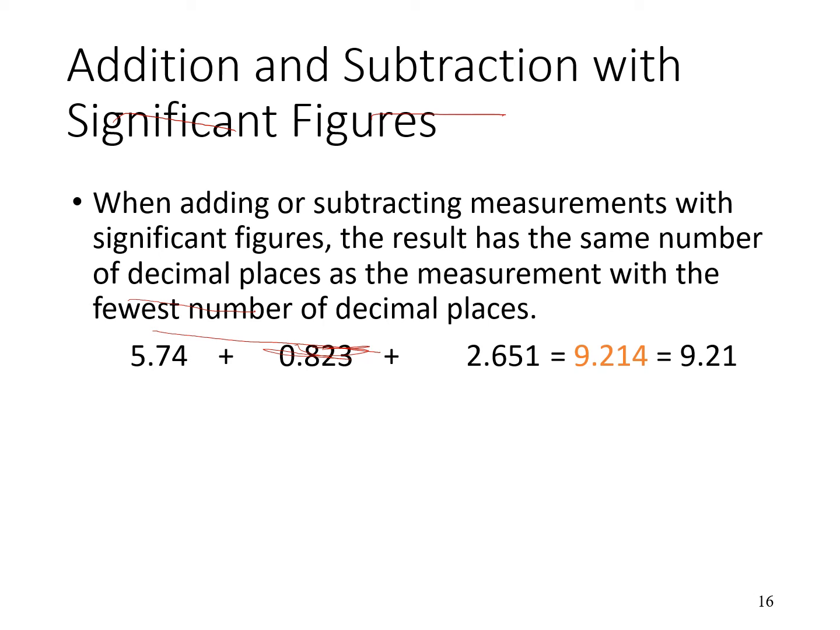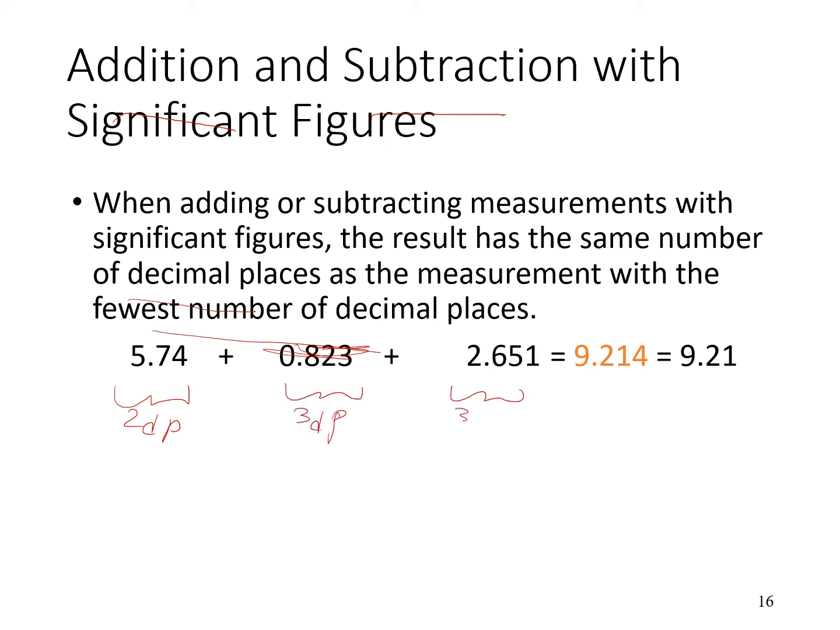So if we are doing this addition, 5.74 plus 0.823 plus 2.651, you plug this into your calculator, which would give you 9.214. Now, how do we know what is the correct number of sig figs in our final answer? You look at number of decimal places in each of these numbers. How many decimal places does this have? This has 2 decimal places. This has 3 decimal places.